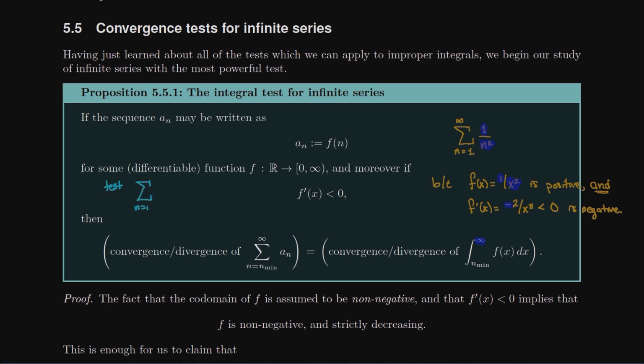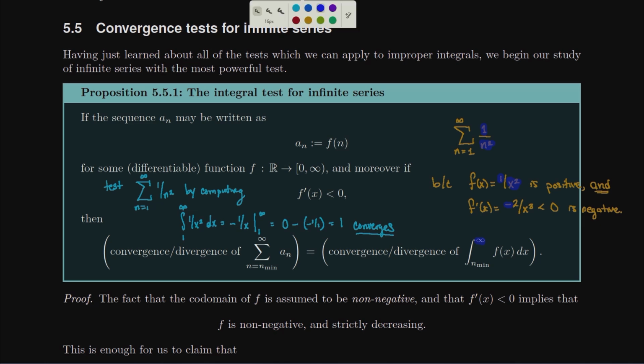We can go ahead and test the infinite series from 1 to infinity of 1 over n squared by computing the infinite integral from 1 to infinity of 1 over x squared dx. Well, what is that antiderivative? That's x to the negative 2 power. The antiderivative is negative 1 over x. I'm going to evaluate at my bounds 1 and infinity. If I plug in infinity, I get 0. If I plug in 1, I get negative 1 over 1, or in other words, this is 1. So this converges because 1 is finite, which means that my original series also converges.